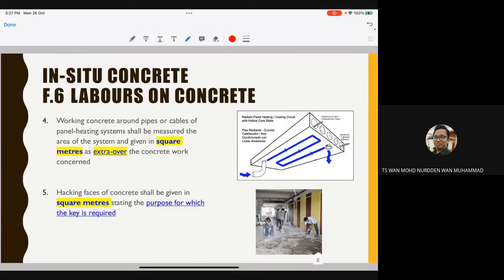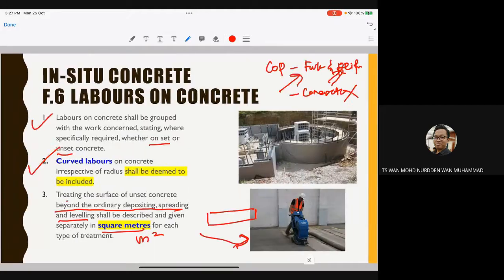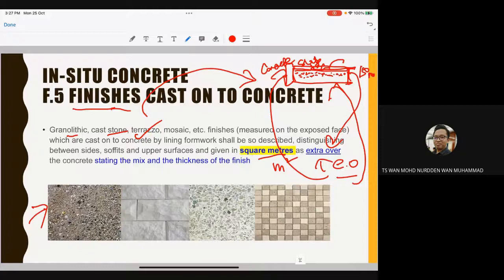Number four, working concrete around pipes or cable or panel heating system shall be measured the area of system and given in square meter, as extra over of the concrete work concerned. Macam tadi pun extra over juga kan. Mana tadi? Yang ni extra over.